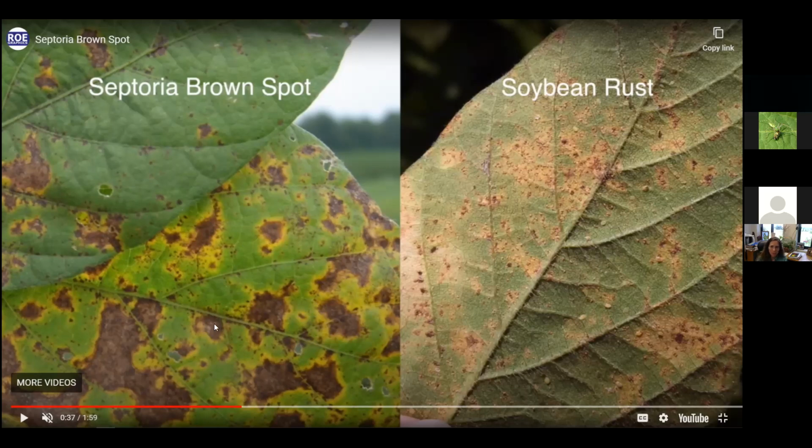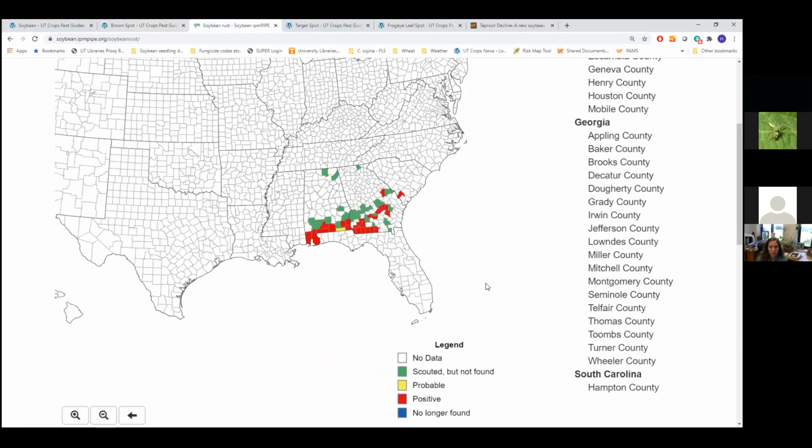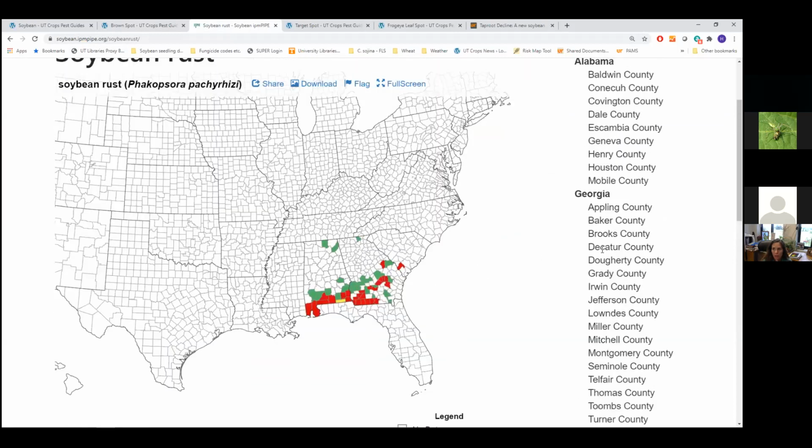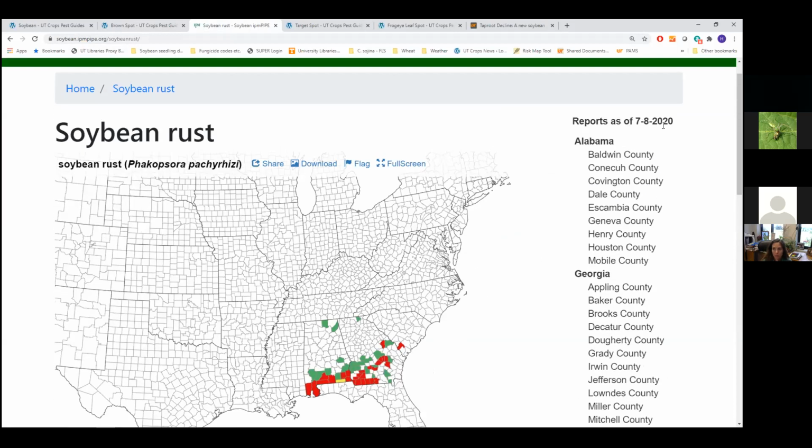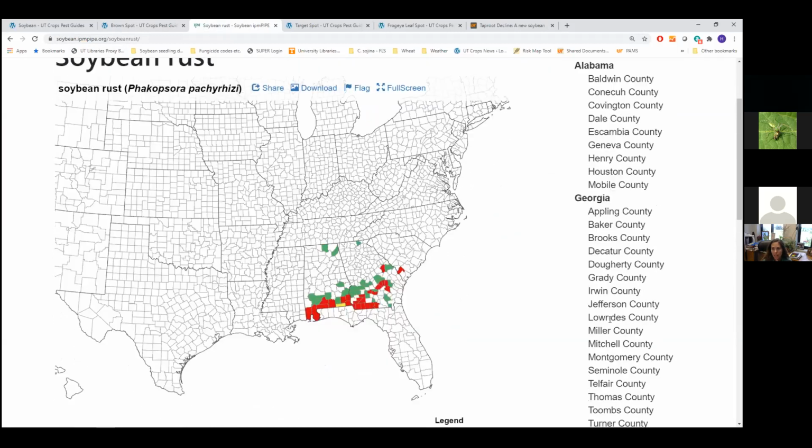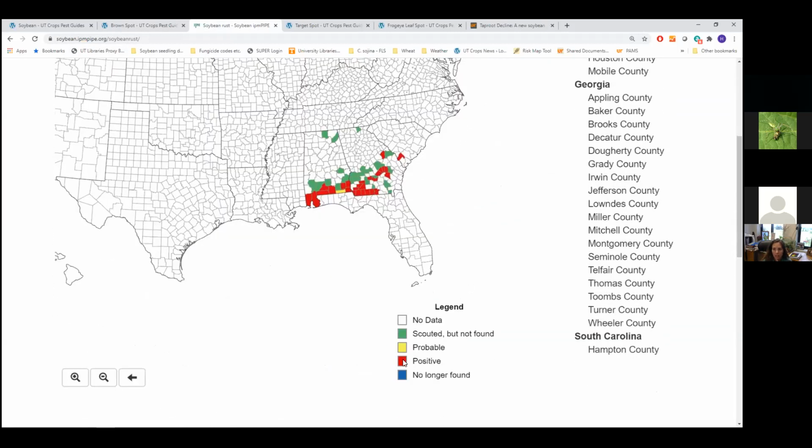And with that too, we still are tracking soybean rust across the US. We've had to continue to change the website, unfortunately, where you can find this information. Hopefully this one will stick now; it's hosted by the Southern IPM Center. It's soybean.ipmpipe.org. Then you click on soybean rust to get to this map, where it shows you the date it was most recently updated and the states and counties where it has actually been found positive.